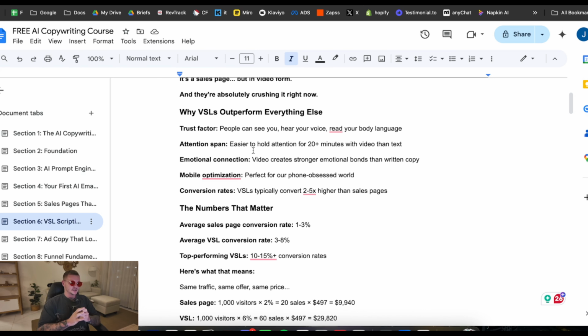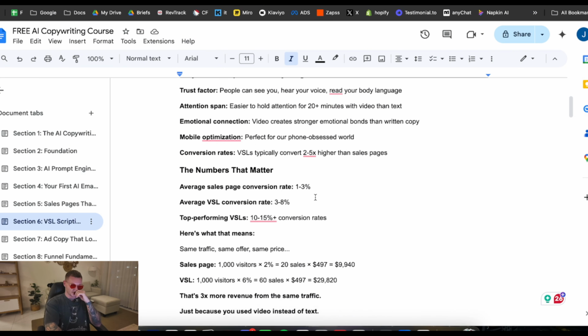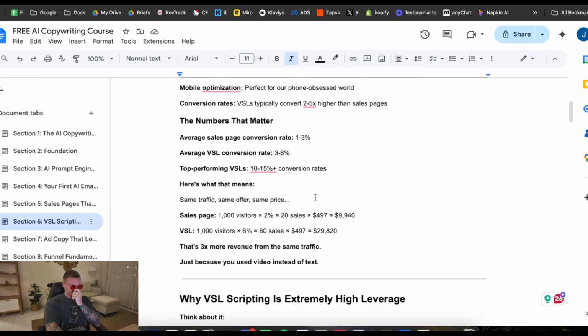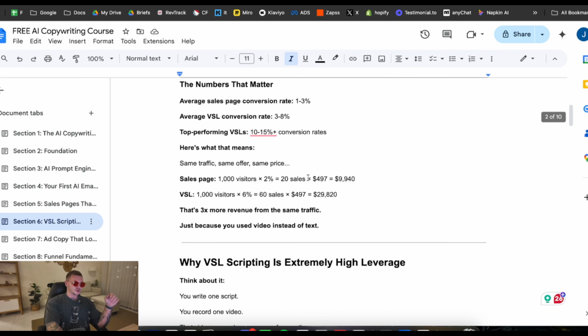So conversion rates, if you have a sales page with a VSL, it's typically going to convert 2 to 5 times higher than just the sales page copy. So that's why it's important to do VSLs. Here's some numbers. Average sales page conversion rate 1 to 3%, average VSL conversion rate 3 to 8%.